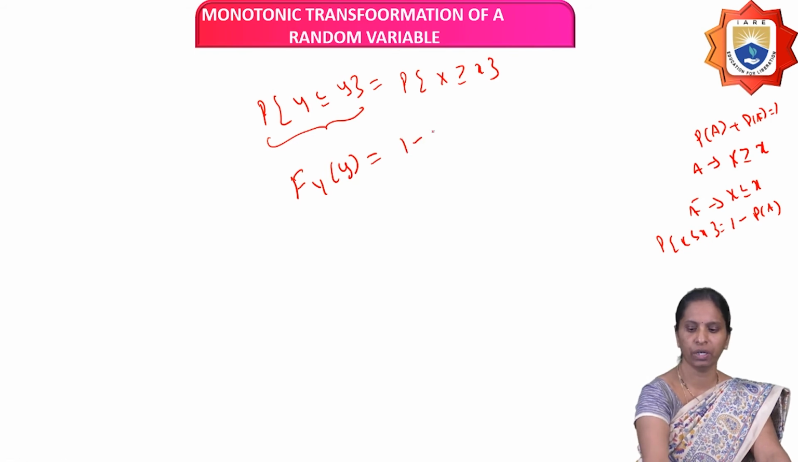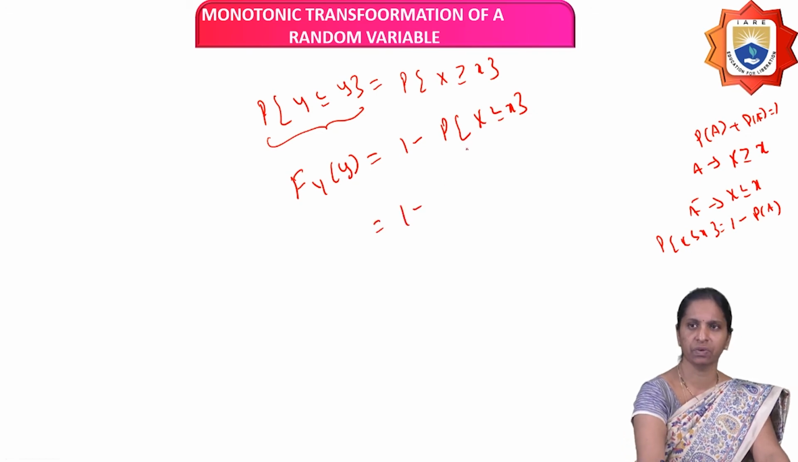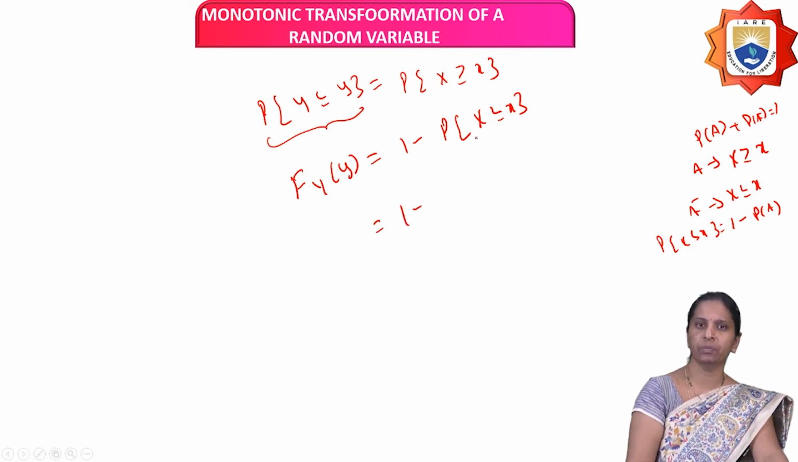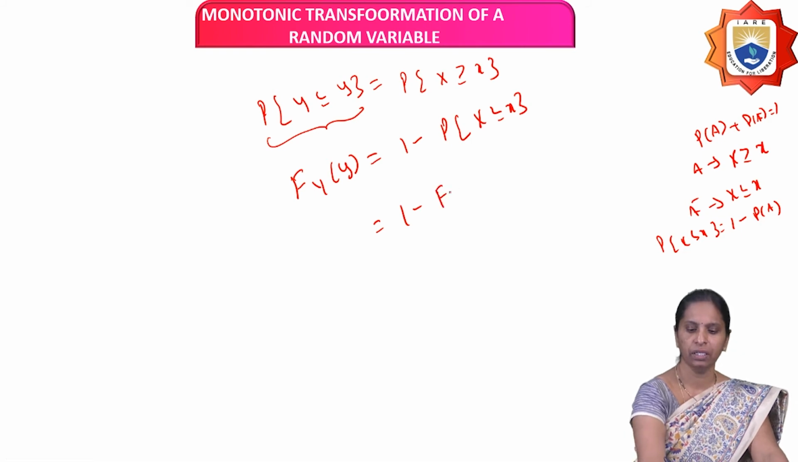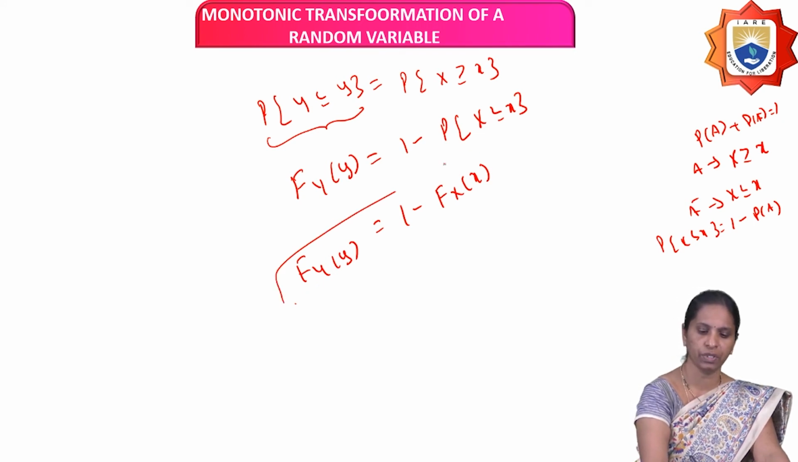So here, 1 minus P of X less than or equal to x equals 1 minus the probability that the random variable X is less than or equal to x, nothing but the distribution function Fx of x. So here Fy of y is equal to 1 minus Fx of x. This is the distribution function of the transformed random variable in case of a monotonic transformation.